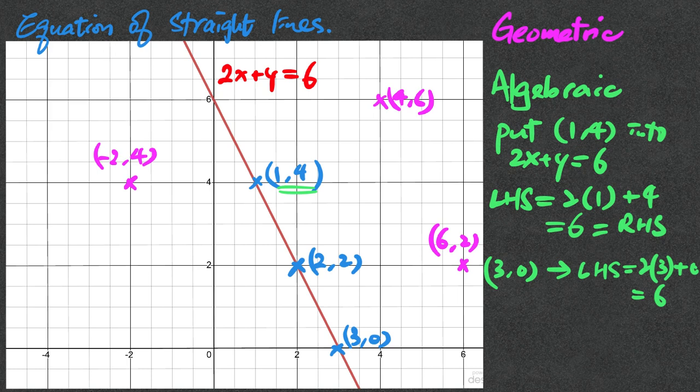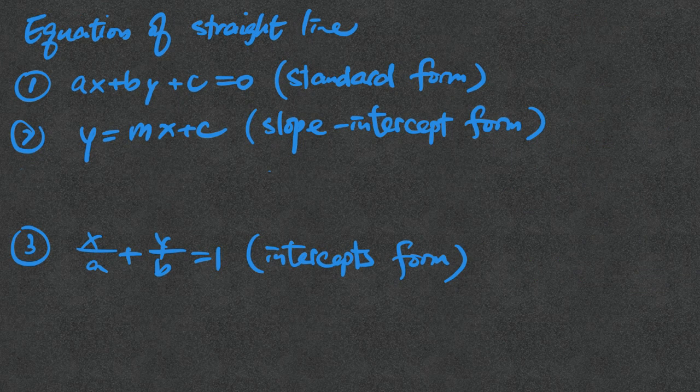On the contrary, now we can pick some points, for example, (-2, 4), in the substitution. When you do the substitution, the left-hand side becomes 2 times -2 plus 4, which is 0, which means it's not equal to the right-hand side. In this situation, we can explain that (-2, 4) is not on the straight line, even though we don't draw the diagram. Next, we come to see different formats of the equation of a straight line.